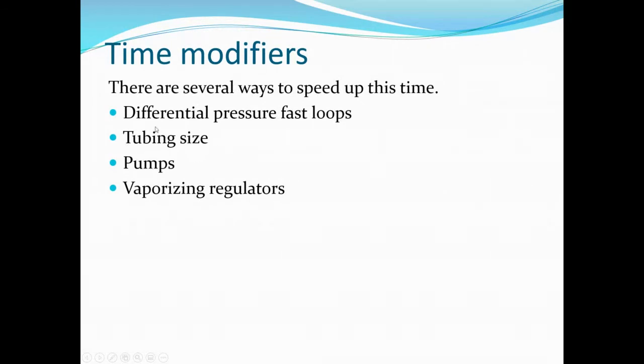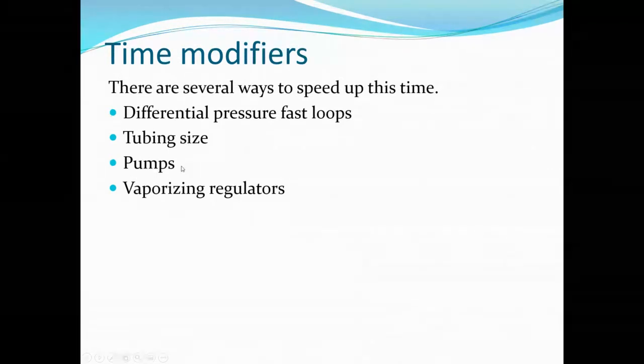Tubing size: probably the simplest and easiest way to decrease the transport time is by reducing the volume of the sample. If you've got a couple hundred feet of half inch tubing, you can do the math on that and then compare it to a couple hundred feet of quarter inch tubing and do the math on that. You'll see that reducing the tubing size reduces the volume, thereby reducing the amount of time it takes to transport the sample from the process to the analyzer.